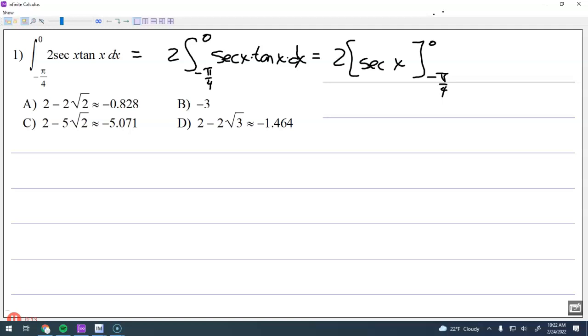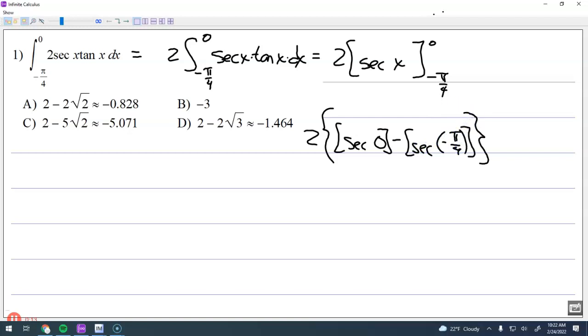And then I got to plug in, which is no picnic either. So I got 2 times sec of 0 minus sec of negative pi over 4. All these parentheses and brackets. And so first of all, what is secant? It's cosine flipped, right? So at 0 degrees, cosine's your x value. Your x value is 1. So what's that flipped over? It's still 1.